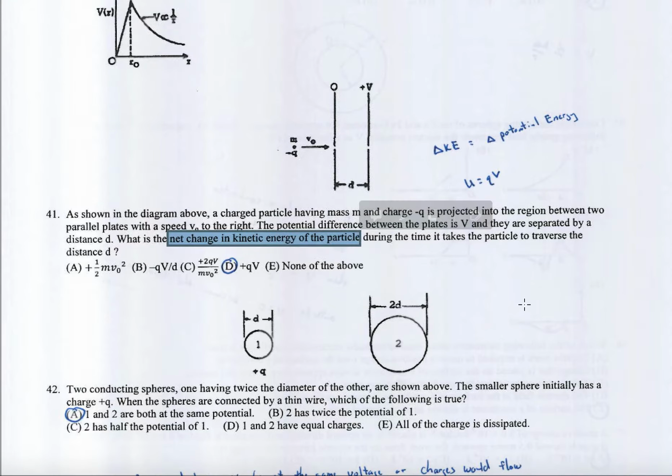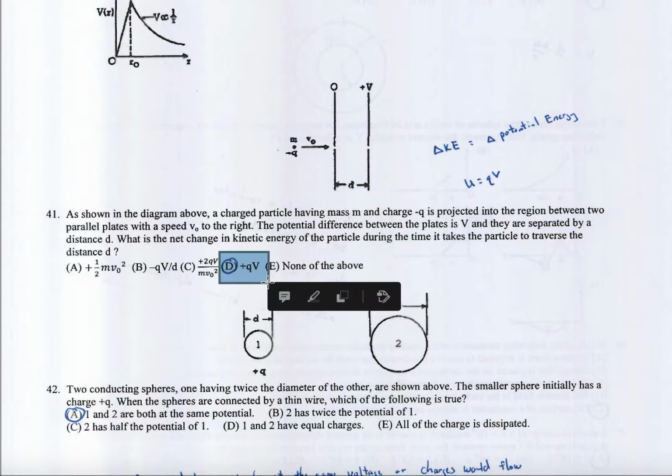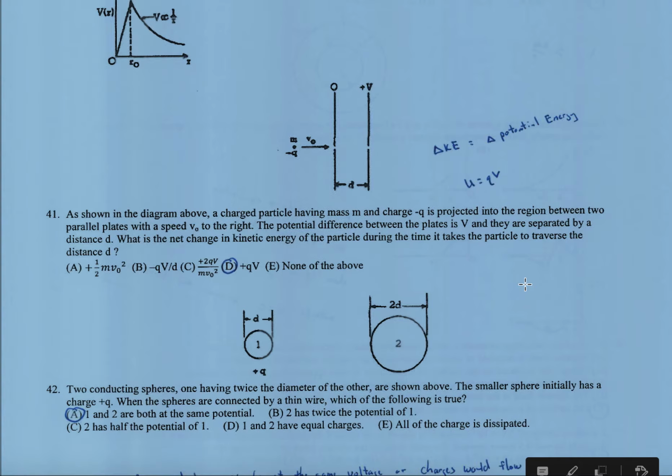Well, the kinetic energy comes from the loss of potential energy. Potential energy is just QV. So don't overcomplicate the world. It's just this. You tell me the charge, and you tell me the voltage that it passed through. I'll tell you how much energy it gained, and that would have obviously gone to kinetic energy.